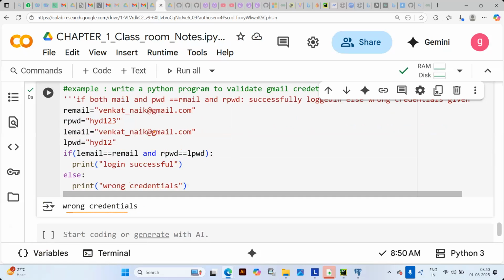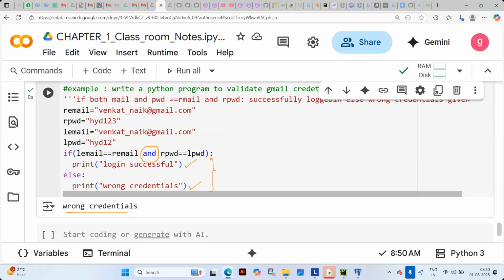Here I am demonstrating the purpose of the logical AND operator. What is the need of the logical AND operator? When to apply it, and why? The main intention is, if we pass both user ID and password according to the registration time, then the login is successful. Otherwise, wrong credentials given. This is the real-time situation.